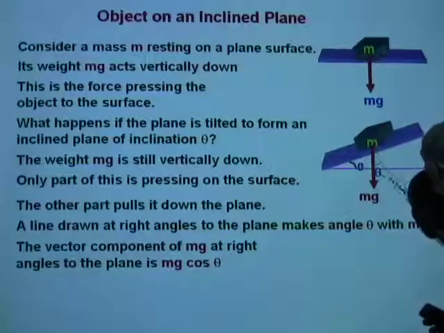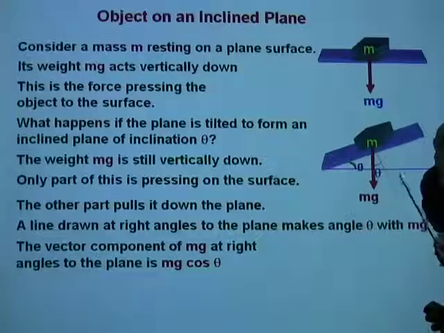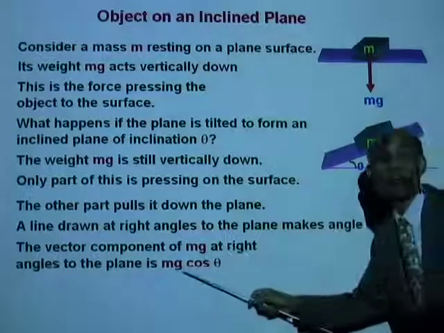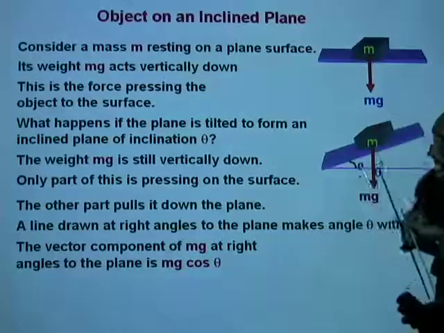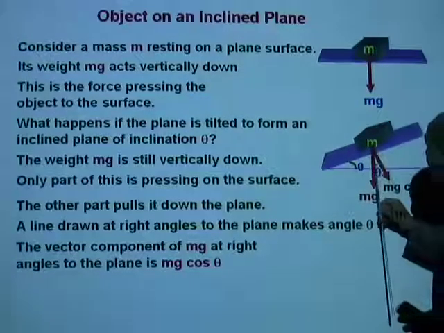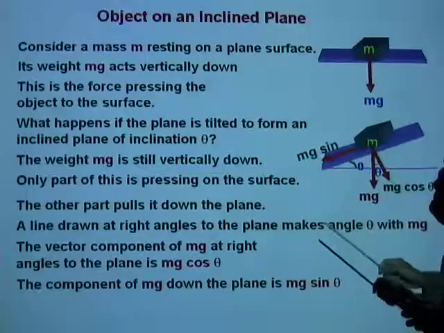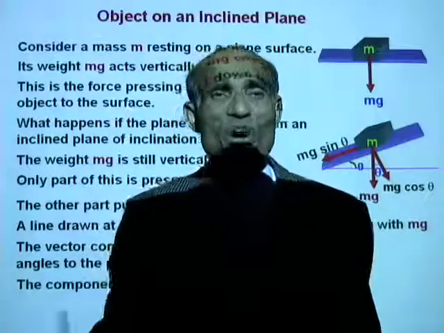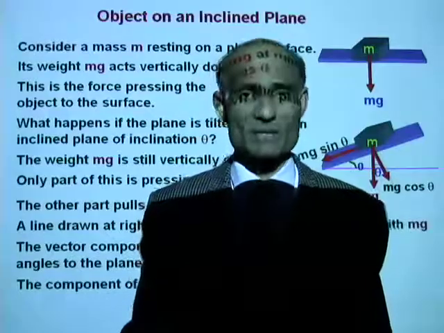What is the component of this weight mg at right angles to the plane along this line? Since this angle is theta, that component will be mg cos theta. The vector component of mg at right angles to the plane is mg cos theta, and the vector component of mg down the plane is mg sin theta. Very, very important results. You cannot ignore it. All right? Let me bring back my inclined plane and let's have a look at it.